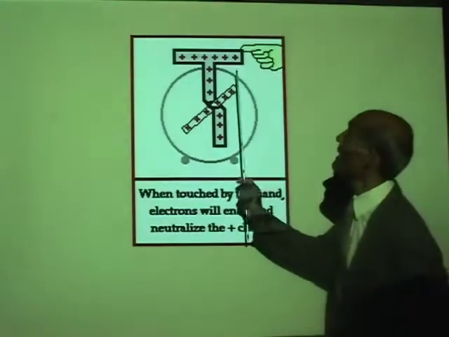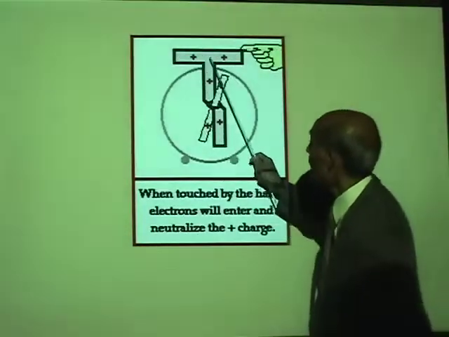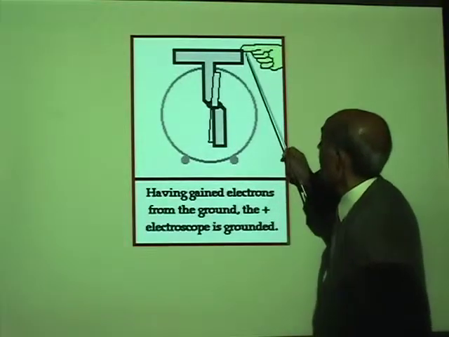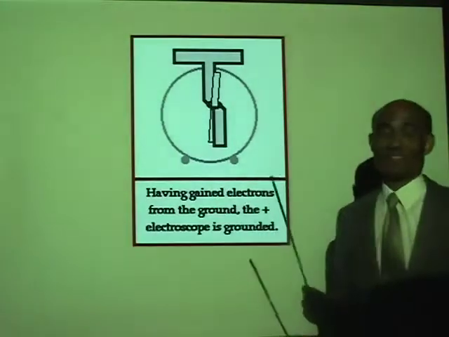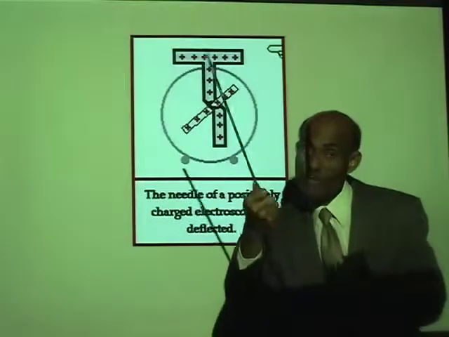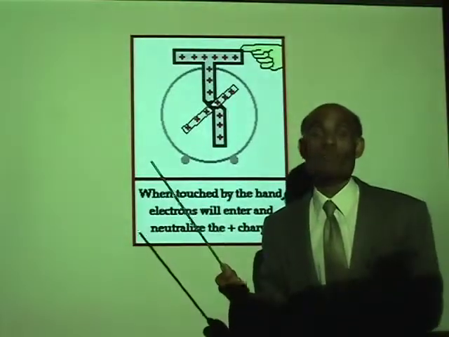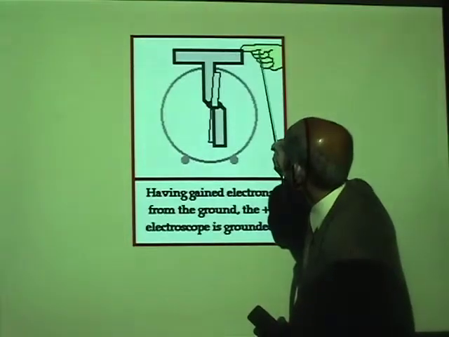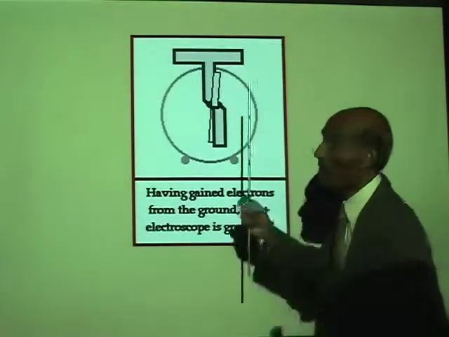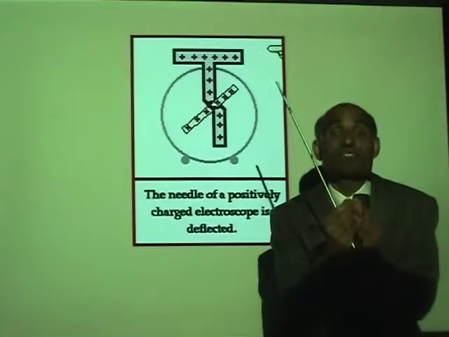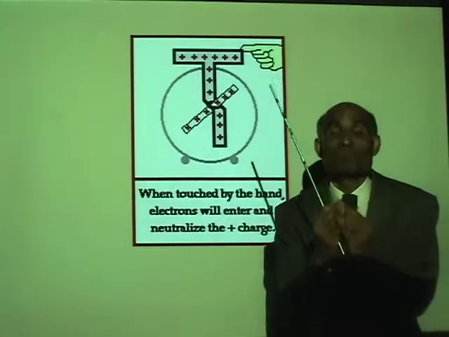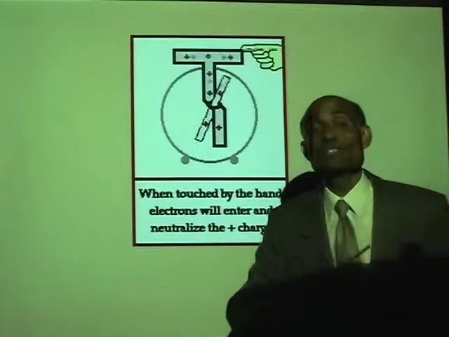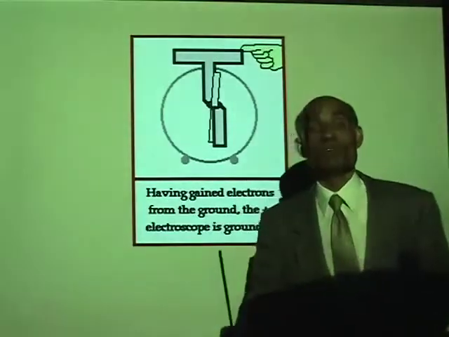In the same way, I want you to watch this. This is a positively charged electroscope. What happens when you touch it? Can positive charges move down to the earth? No. What happens is the negative charges from the earth move to the electroscope, neutralizing the positive charge on the electroscope. You must understand that only negative charges are free to move.